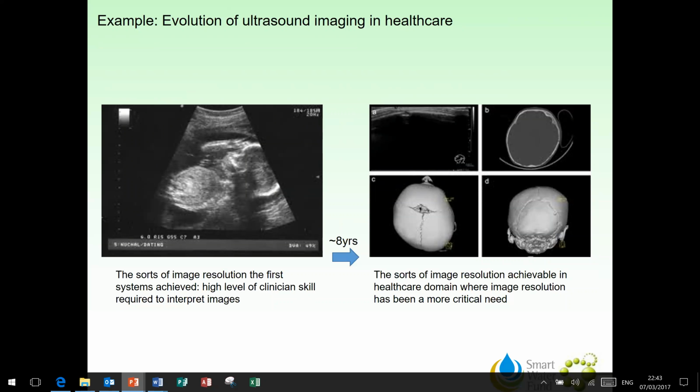There's another example of the image processing technology taking place in healthcare. On the left-hand side is the typical ultrasound image of baby inside mum, and on the right-hand side is some of what you can do with the image processing software these days, looking at the skull, for example, of the baby.